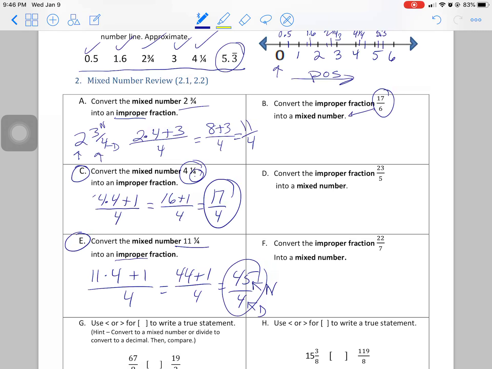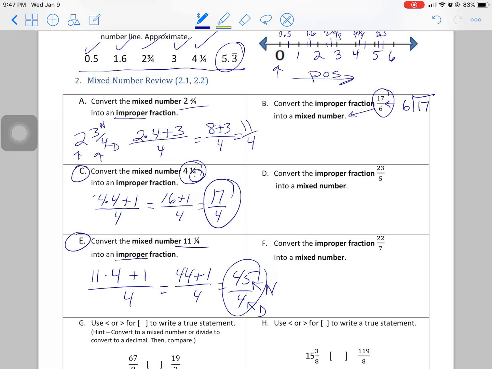How do we turn that back into a mixed number? Somebody's not going to tell you they have 17/6 of something. They're going to say they have some sort of mixed number. So to refer back to the mixed number, realize that this is actually division right here. You could do 6 into 17. You can also put it in your calculator.